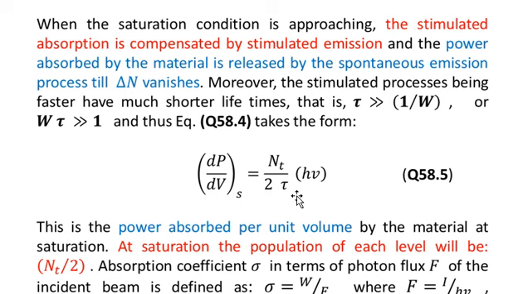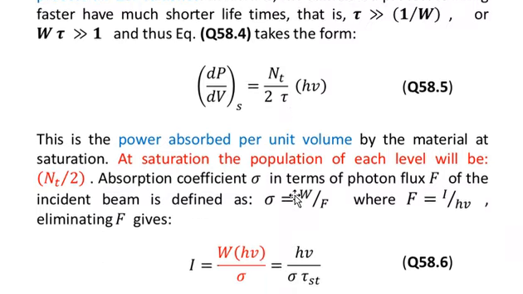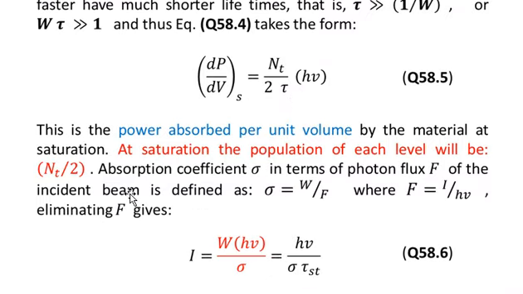And under that condition, the population of the two levels, that is level 1 and level 2, will be equal to NT by 2. That is, half of the total population will be present in level 1 and half in level 2. So let me read the paragraph: this is the power absorbed per unit volume by the material at saturation. At saturation, the population of each level will be NT by 2. That is, half of the total population will be present in level 1 and also in level 2.